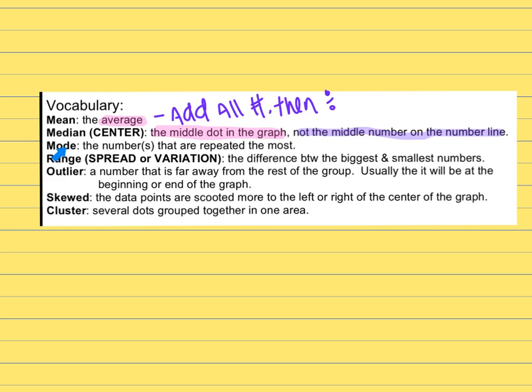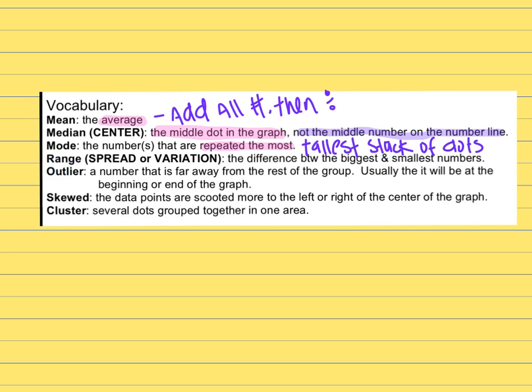The third one is mode. This one's the easiest to tell. You just look and see which one got repeated the most. So basically it's the tallest stack of dots on the graph. Which one is repeated the most? Another way to say that would be it is going to be the tallest stack of dots. And it's the number underneath the stack. Not how many dots are in the list, but the number under the stack.